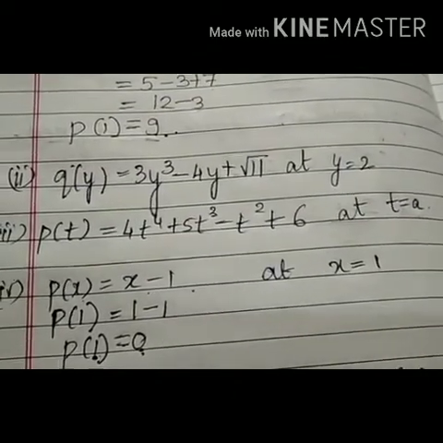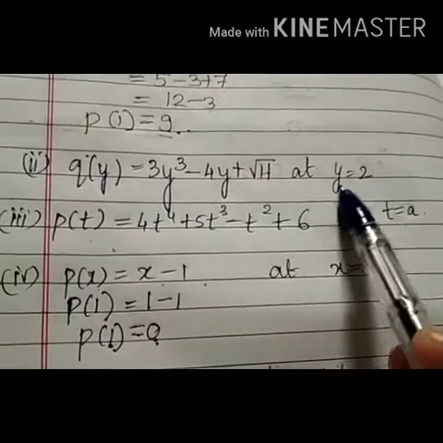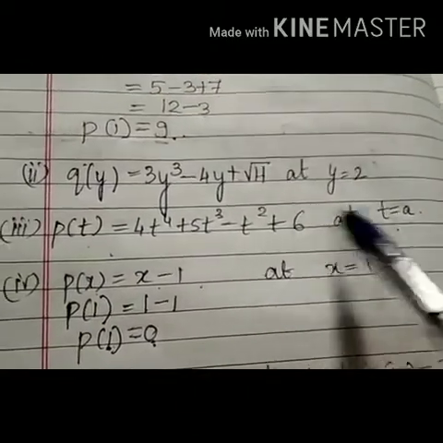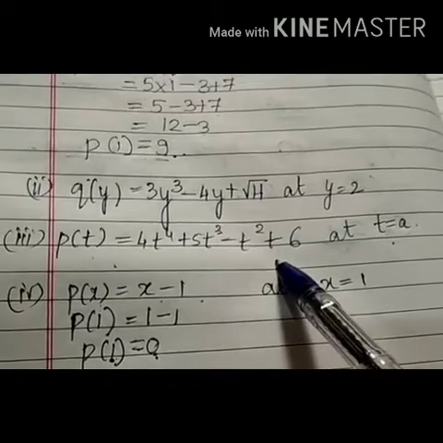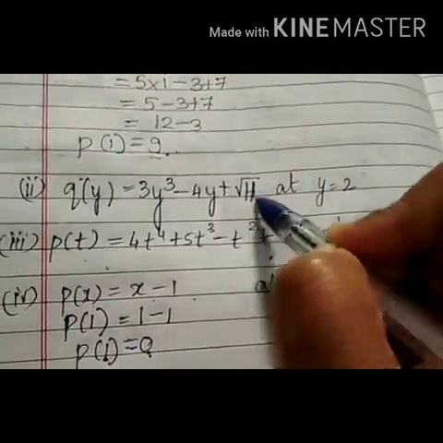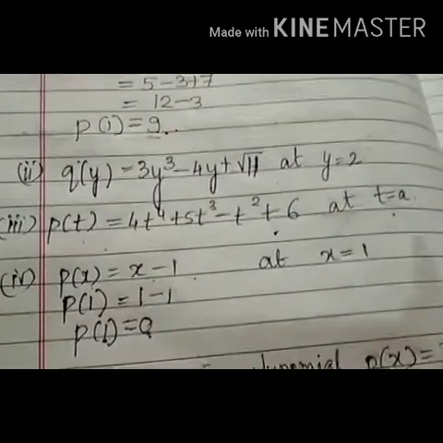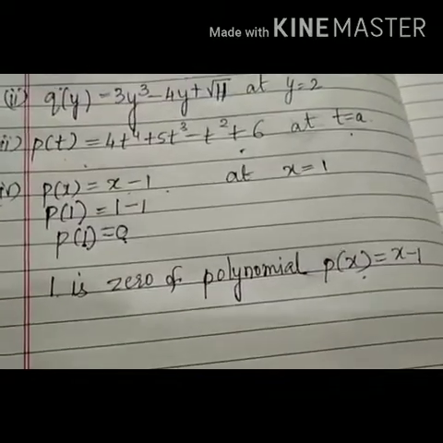Here is a small assignment for you. Do take down these two polynomials, q of y and p of t, at y is equal to 2 and at t is equal to a, and find the values and try. And this is root 11. Do find the values of these polynomials and try to understand the concept what we have learned today.